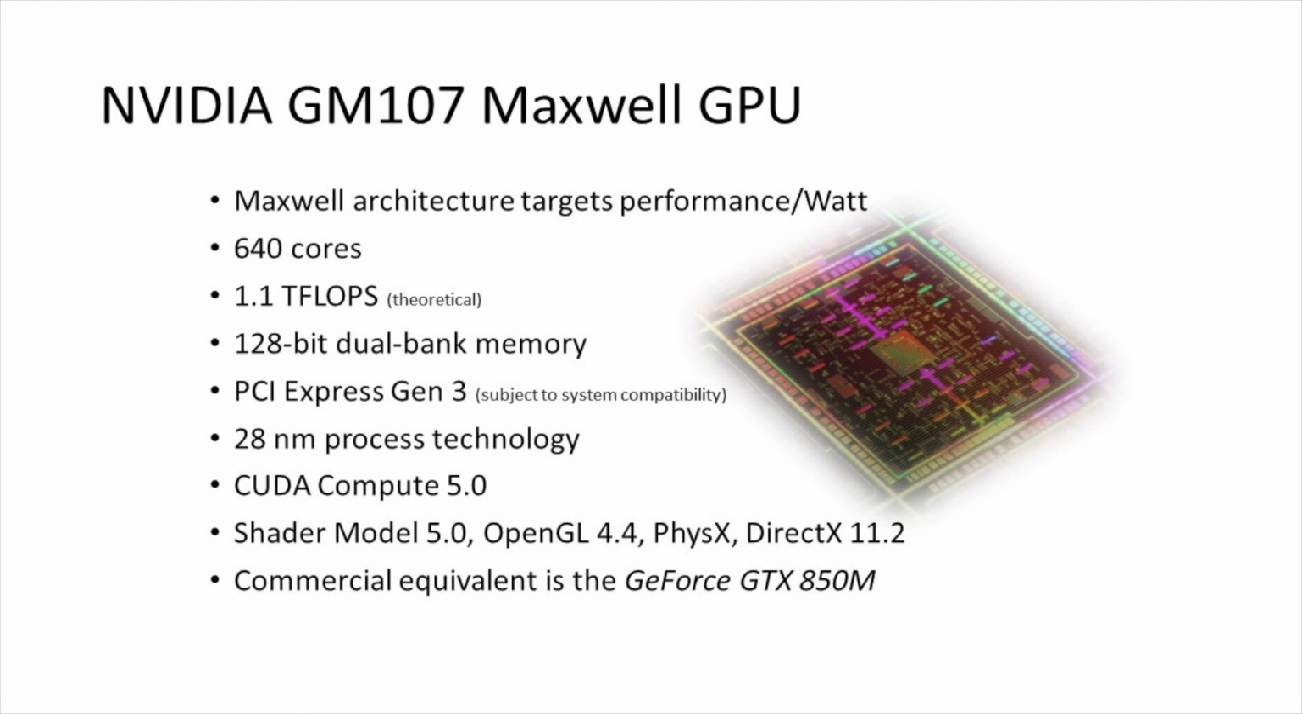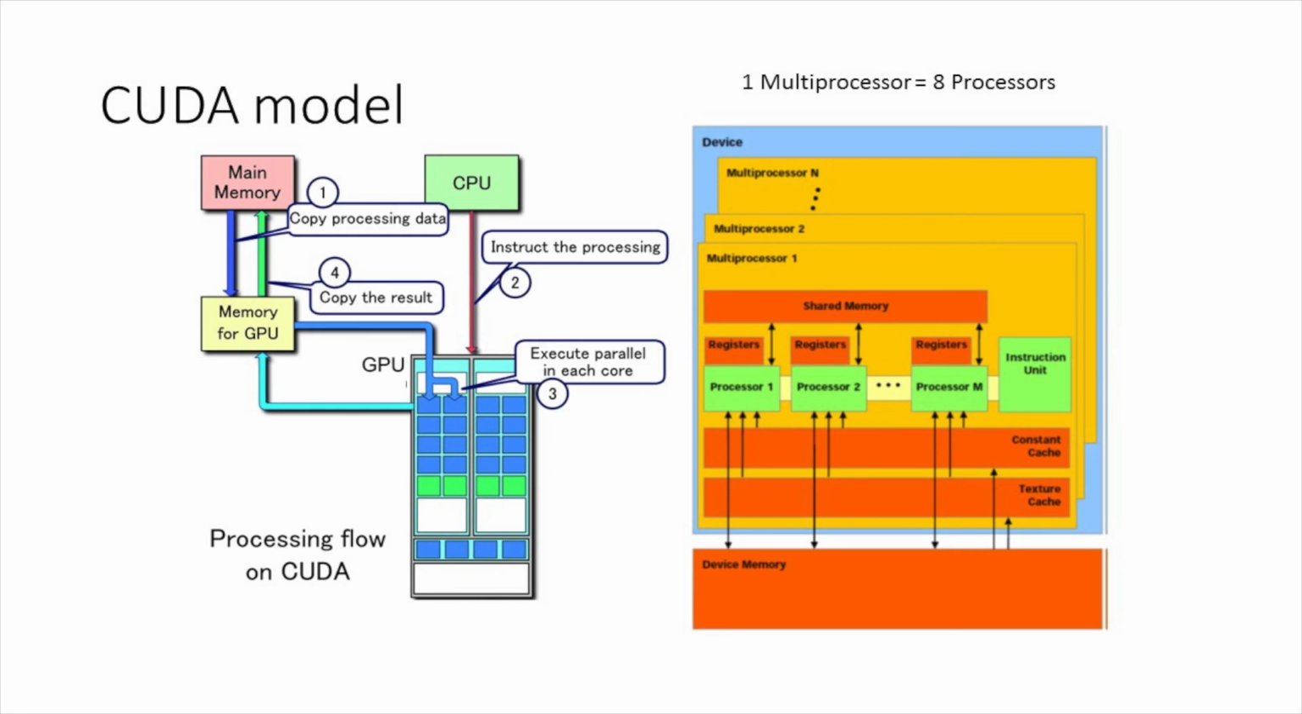So 640 cores, quite a few cores now. Lots of processing, up to a teraflop, for example, here. Again, Gen 3 PCI Express to move the data. CUDA, the Compute Unified Device Architecture, so now I'm able to use this thing as a coprocessor, if you will. This is just a little bit about how the CUDA model looks.